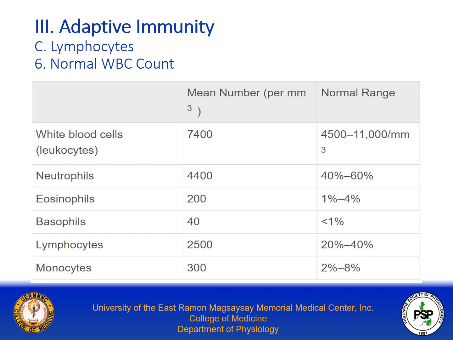The most numerous white blood cell will be your neutrophils. If there is increased neutrophils, that may indicate acute bacterial infection. If you see increased eosinophils, that may indicate increased parasitic infestation, or allergies. Increased basophils will also indicate that. And when there are increased lymphocytes, there may be a viral infection.